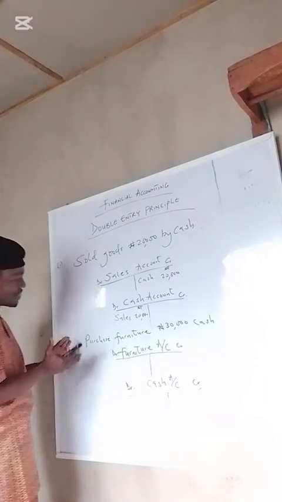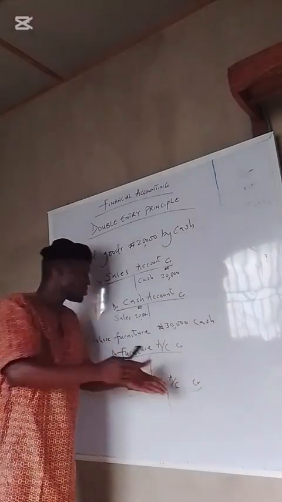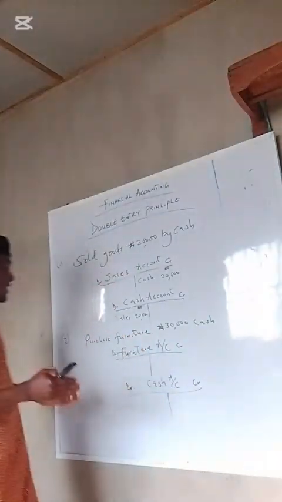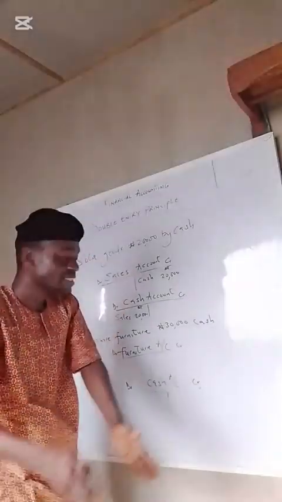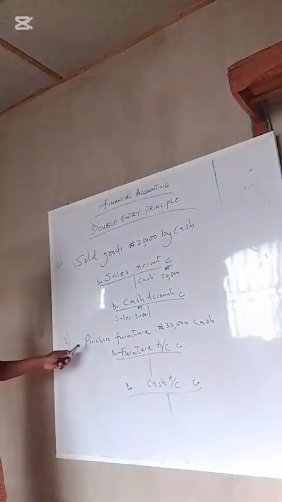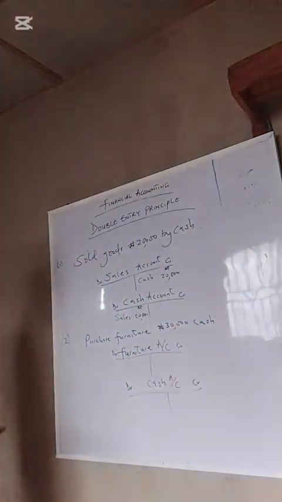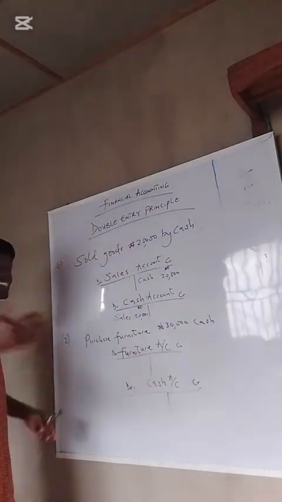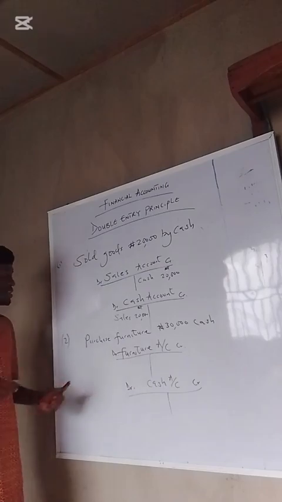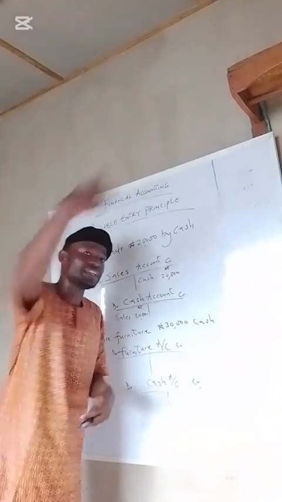Now we have identified the two accounts here, the furniture account and the cash account. The account that is giving out will be credited, the account that is receiving will be debited. Looking at this illustration, purchase furniture 30,000 naira cash, which account is receiving? We are purchasing furniture, so the furniture is the one receiving, the cash is the one we are giving out.